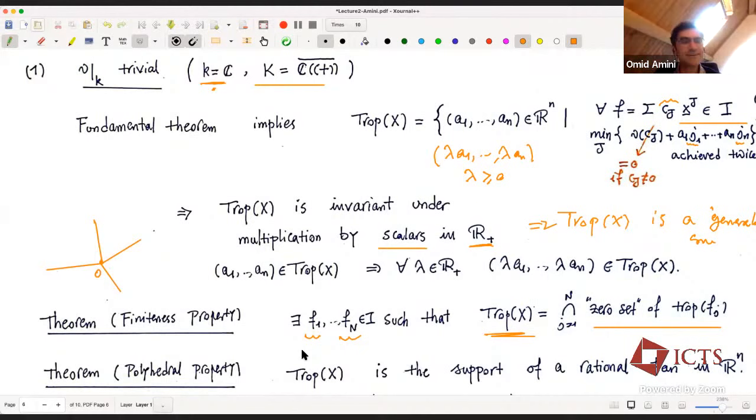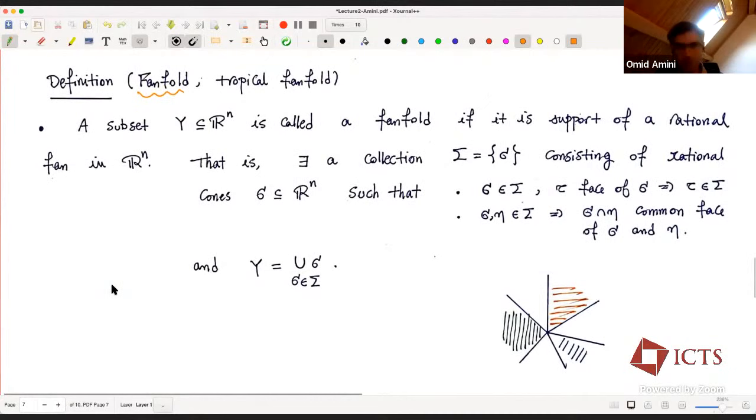Everything which comes out of the combinatorial is called combinatorial commutative algebra. Thanks. Okay, so let me now introduce this fundamental notion.